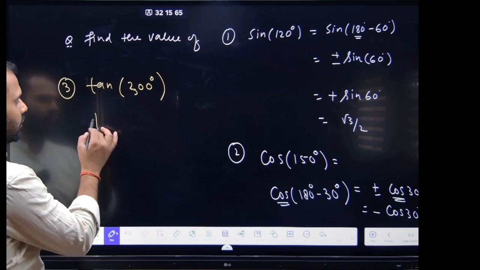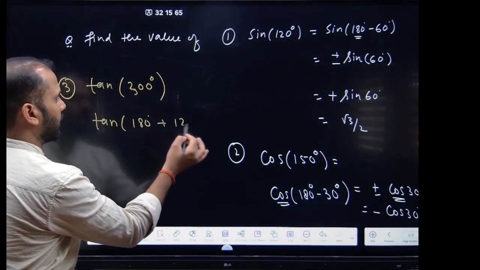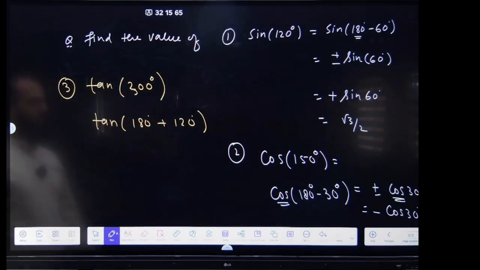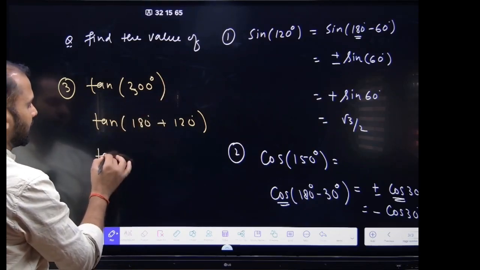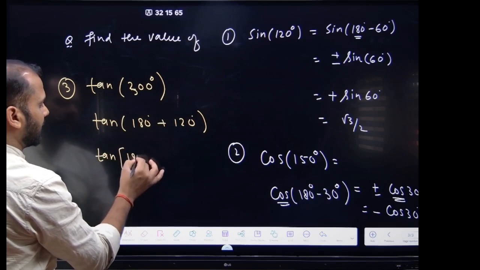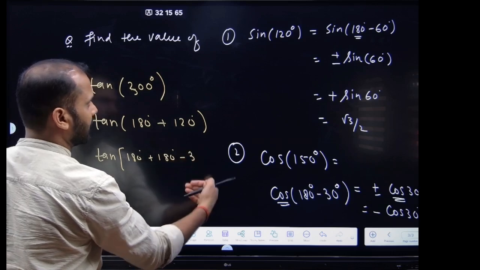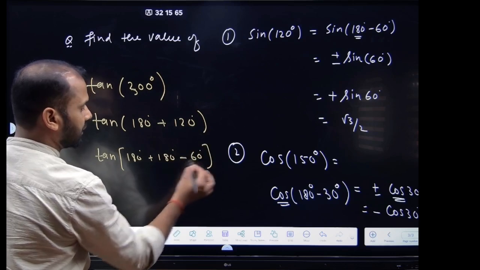Can I write tan 180? If you write 180, this angle will be 120, but this is not an acute angle. Then we can think about whether we can convert 120 also; we know how to convert, right? So what can you write? Here I can write tan of 180 degree minus 60 degree. This can be written, and now this angle is acute.